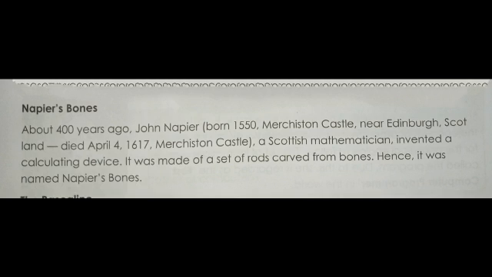These beads are used for counting and calculating. Napier's bones. About 400 years ago, John Napier, born in 1550 in Merchiston Castle near Edinburgh, Scotland, and died on 4th April 1617 in Merchiston Castle, a Scottish mathematician, invented a calculating device. It was made of a set of rods carved from bones. Hence it was named Napier's bones.